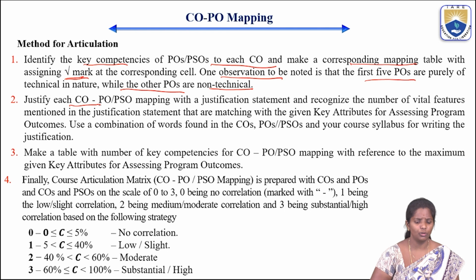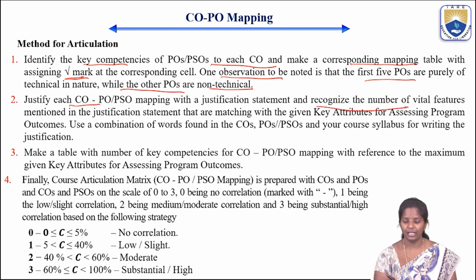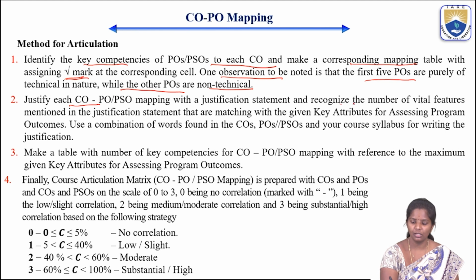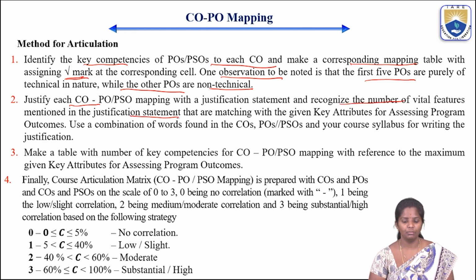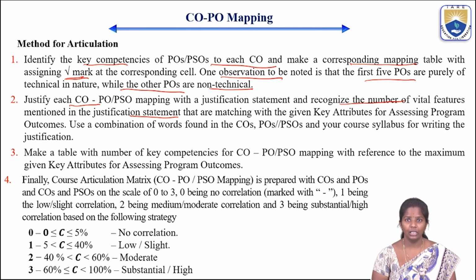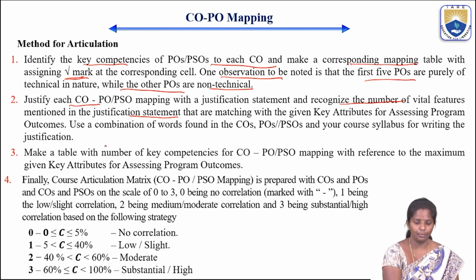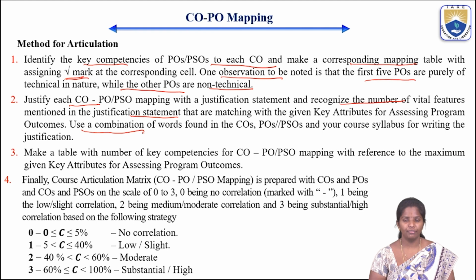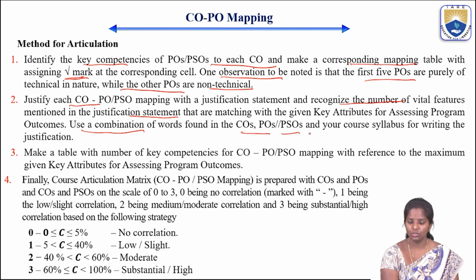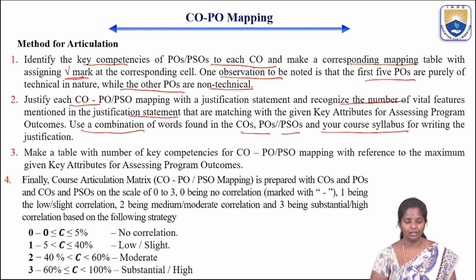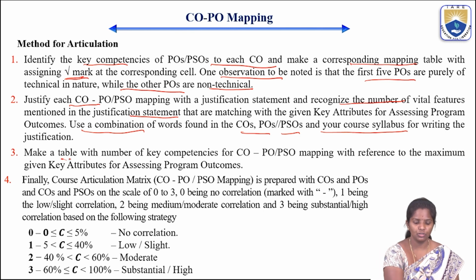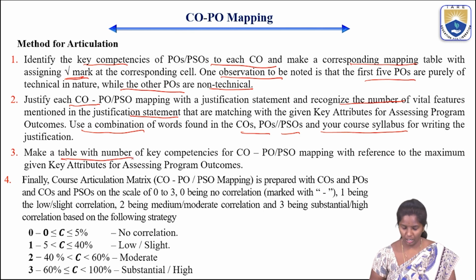So justify the CO-PO mapping with a justification statement. Recognize the number of vital features or key competences and then mention in the justification statement that they are matching with the key attributes for assessing program outcomes. Use a combination of words from CO, PO, PSO and the syllabus for writing the justification. So this is how we will be writing a table. We will see in the next one how the PO-CO mapping is done.